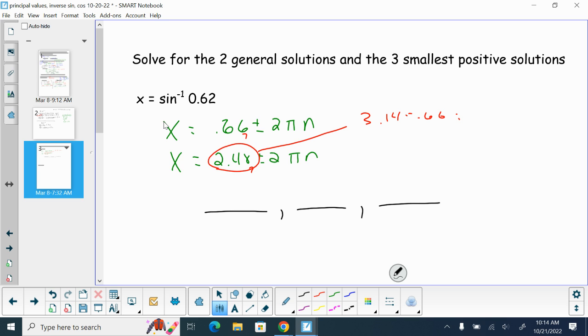Okay, first three positives. What do you have for first three positives then? 0.66, 2.48, 6.9. 6 point what? 9.4. And once again, if you have 7 here, then this would be 5. All right, so it's fine.